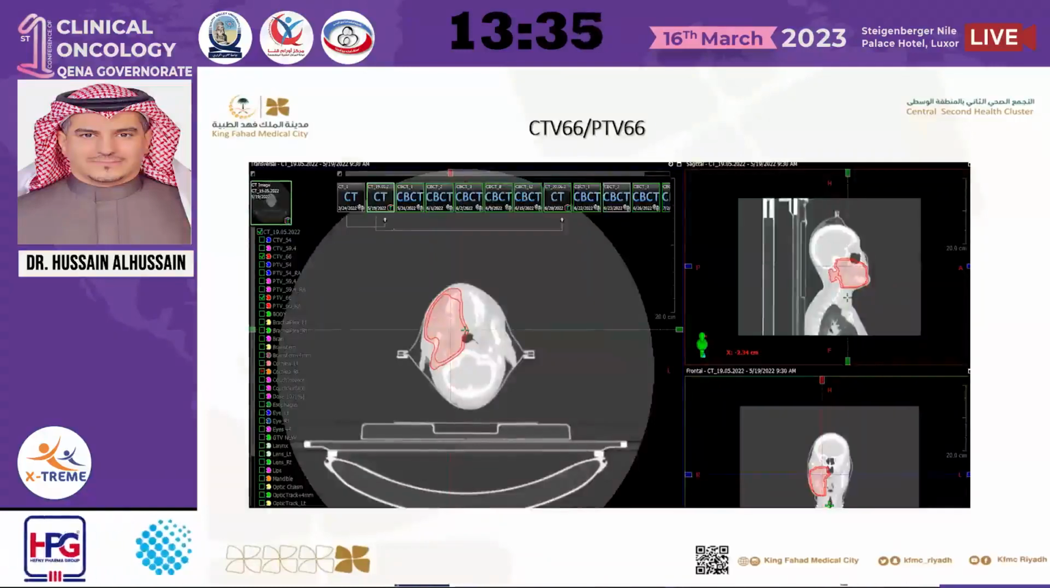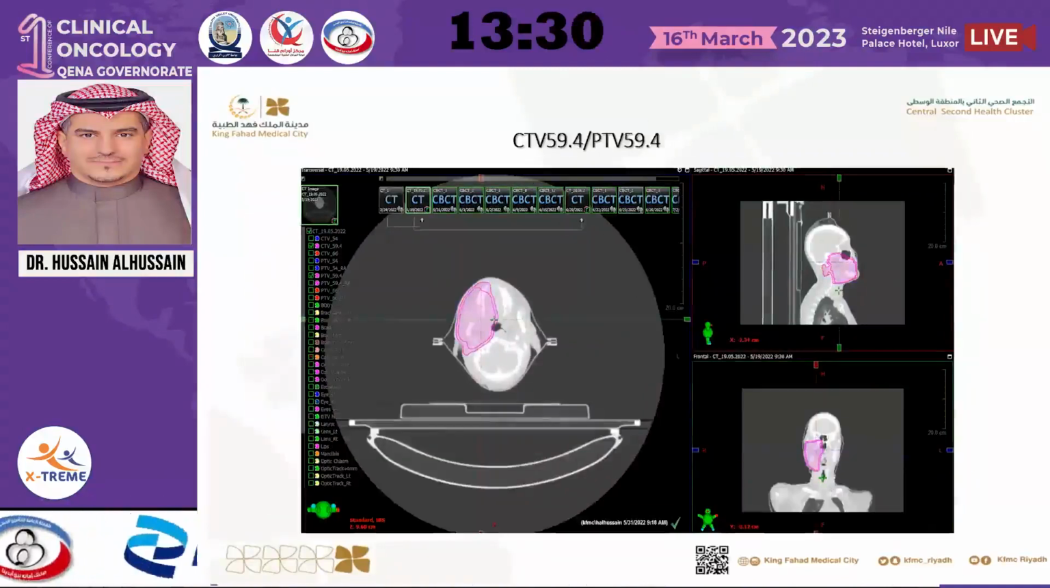This is a summary of the volumes. High risk volume. Intermediate risk volume.